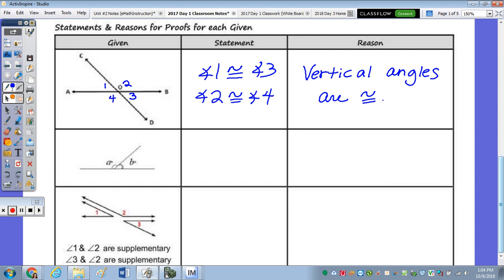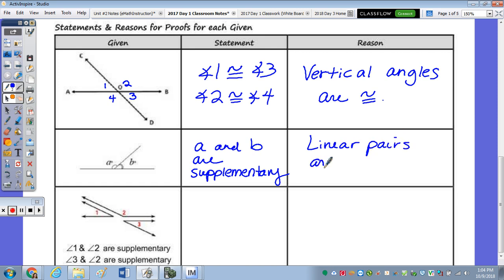So the way we want to phrase this is A and B are, what's that vocab term to describe two angles whose sum of their measures is 180? Katura? Supplementary. So we want to say that A and B are supplementary, and you'll see what happens down below. And that reason is because linear pairs are supplementary.